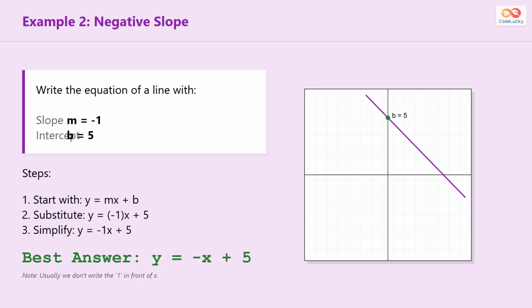Now let's look at a case with a negative slope. Here, the slope m is -1 and the intercept b is 5. When we substitute these in, we get y = -1x + 5. However, in algebra, we usually don't write the number 1 in front of x, so the best answer is simply y = -x + 5.